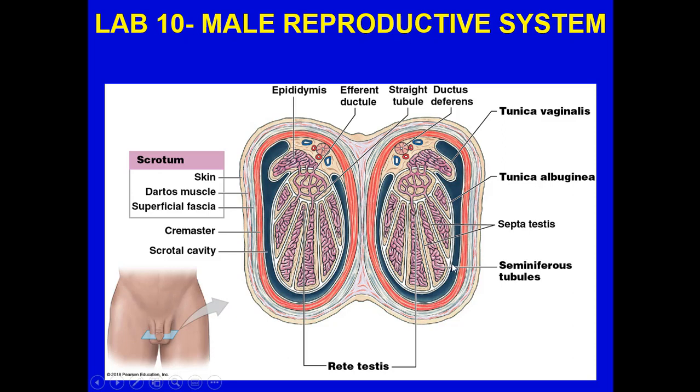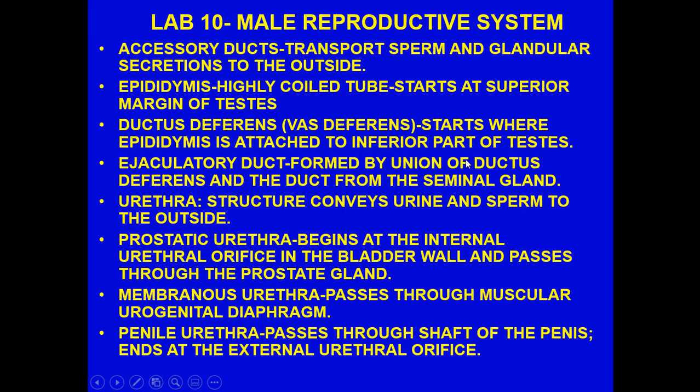You have basically the septa of the testis, the separations for the seminiferous tubules. You have also this outer tough layer, the tunica albuginea, and then you also have an outer layer here around the epididymis, the tunica vaginalis. Okay? Now, accessory ducts. Sorry about mispronouncing a few things earlier. I apologize for that. They transport sperm and glandular secretions to the outside.